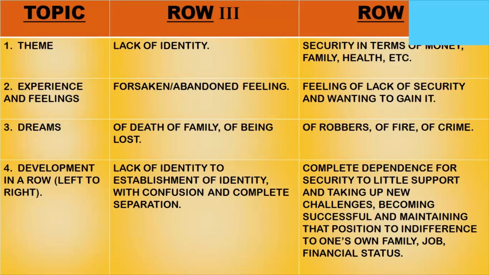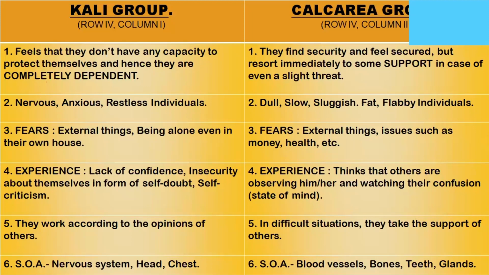Likewise, when we compare Kali and Calcarea more precisely in a table, we can see Kali is completely dependent. Unlike Calcarea, they are nervous, anxious, restless individuals. On the other side, Calcarea people are dull, slow, sluggish, fat, flabby, as we can see in our materia medica: lazy, postpones, procrastinates. In Kali, fears are of external things, being alone, even in their own house. Fears of external things, issues of money and health, in case of Calcarea.